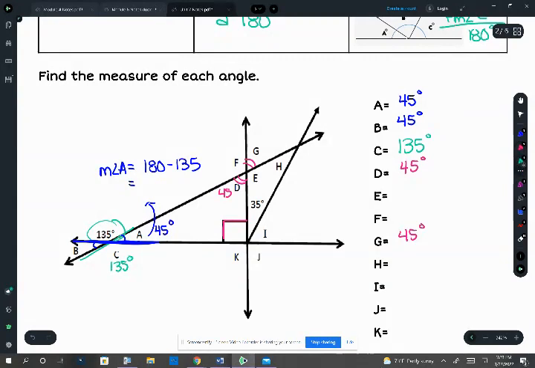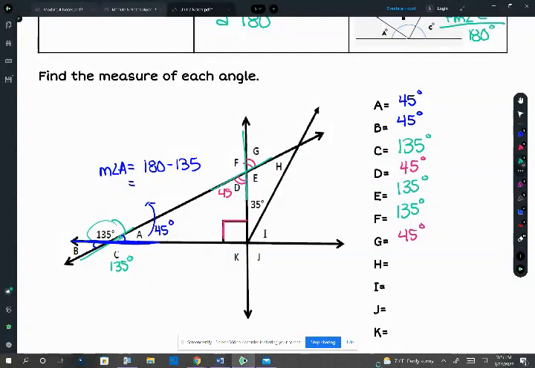As we look, it's kind of the same idea. This is going to be two lines that cross. And so we know that if angle D is 45, this forms a straight line. So it's a linear pair. So if I do 180 minus 45, then I'm going to get angle F is 135. Oops, not angle F. But if angle F is 135, then angle E is 135 because those are vertical angles. So F and E are vertical angles.